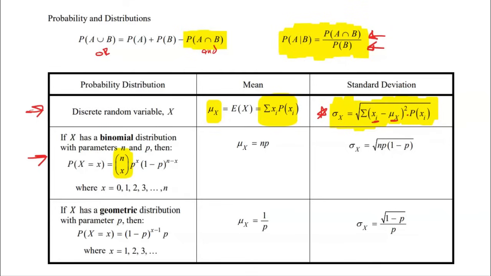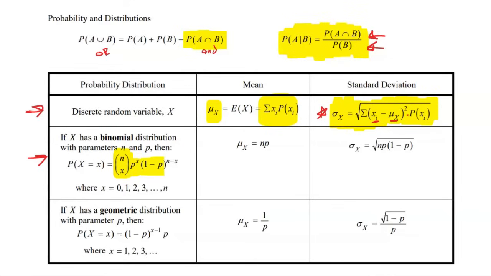So if you have 10 trials and you're looking for 3 successes, you have 10 choose 3. It's going to tell you how many different combinations you can have with 3 successes out of 10 trials. Then we have P raised to the X. That's going to be the number of successes you have. So P is the probability of success raised to the number of successes you want. So in my example, it'd be P raised to the 3rd.